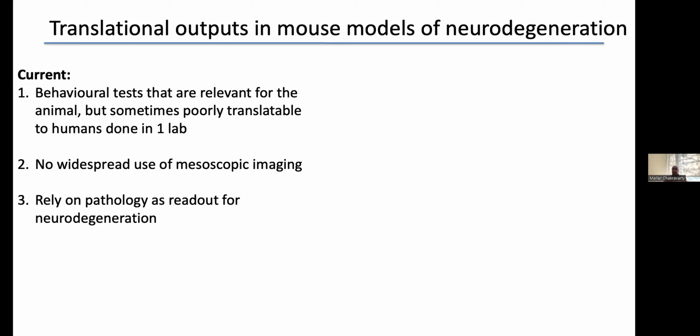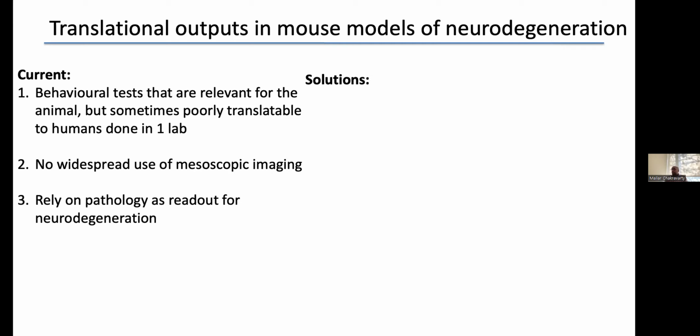We never ever put a human in an open field and see how they behave. And so how that really translates to humans is something that many people are comfortable with in the animal community, but many are not. There's no real easy translational pathway to humans. There's no widespread use of mesoscopic imaging, and we often rely on postmortem pathology as the readout for neurodegeneration.